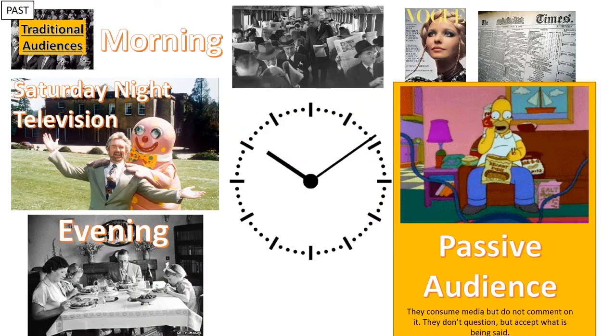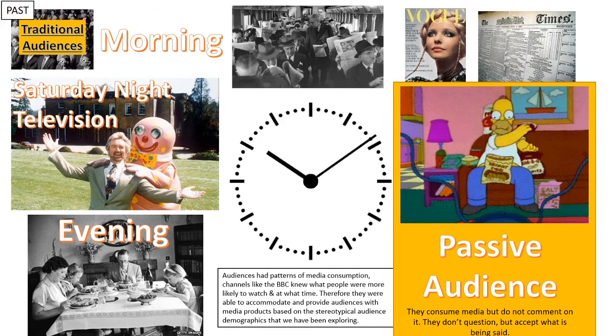So this made a passive audience. They consumed media, but they didn't comment on it. They don't question, they accept what is being said. This is what we call audiences' patterns of consumption. The BBC channels knew what people are likely to watch and at what time they are likely to watch it. So schedulers were able to put on programmes that spoke to those audiences. And commercial TV channels were able to advertise products within the commercial breaks to the audience that were watching.